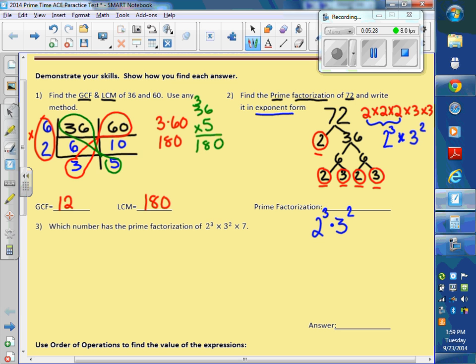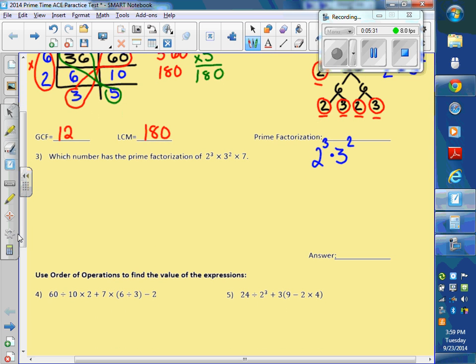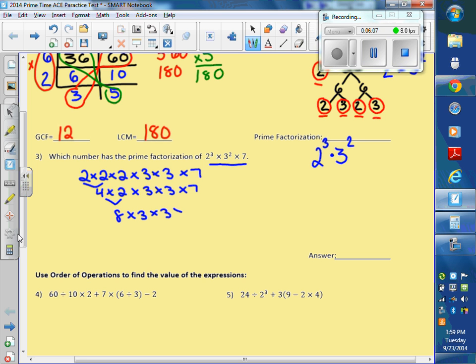Okay, for number 3, this is a bigger problem. You have to go backwards. Now you have the prime factorization, and you have to write the expanded form: 2 times 2 times 2 times 3 times 3 times 7. That's a big, giant multiplication problem. So 2 times 2 is 4. And 4 times 2 is 8. And 8 times 3 is 24.